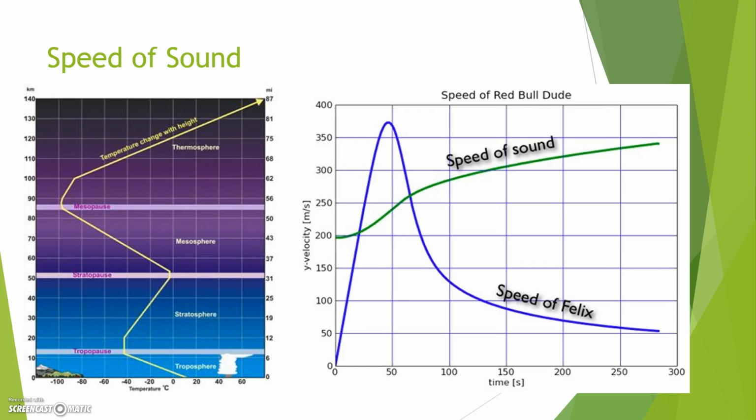If the speed of sound was just taken to be 343 meters per second the entire time, he wouldn't have broken it until almost 40 seconds in. The trick to breaking the speed of sound is to break it before reaching terminal velocity, when the force of drag equals the weight force. This is why Felix breaks the speed of sound so early in the trip.